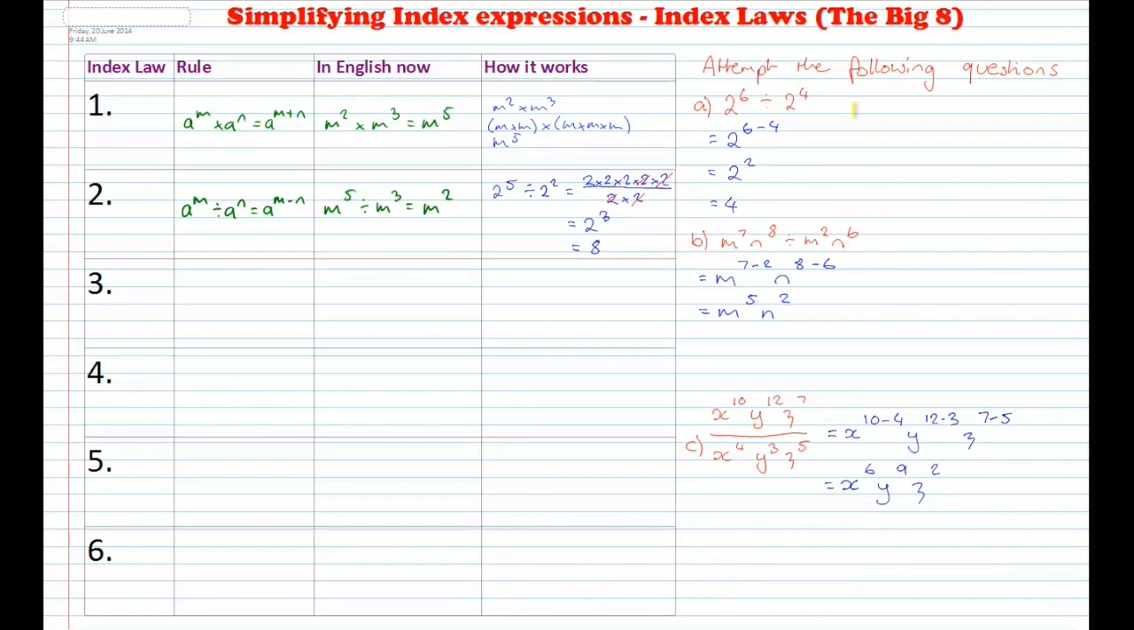Alright, so welcome back now. If you have a look here, it says 2 to the power of 6 divided by 2 to the power of 4. Because it says divided by here, what I'm going to do is 6 minus 4, as you can see here. So therefore I get 2 to the power of 2, which is equal to 4.